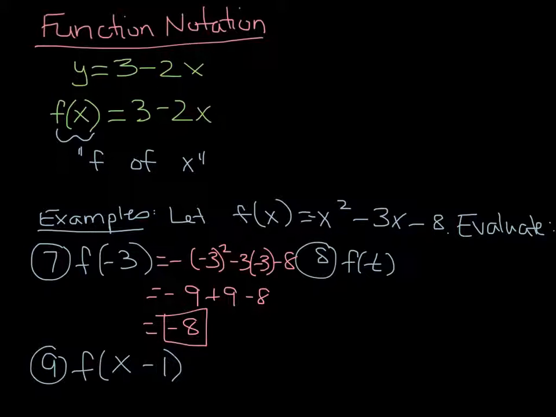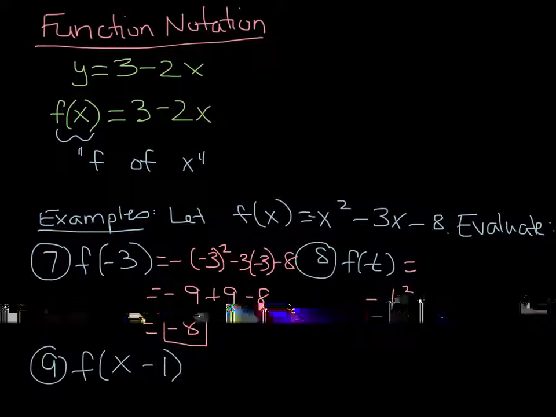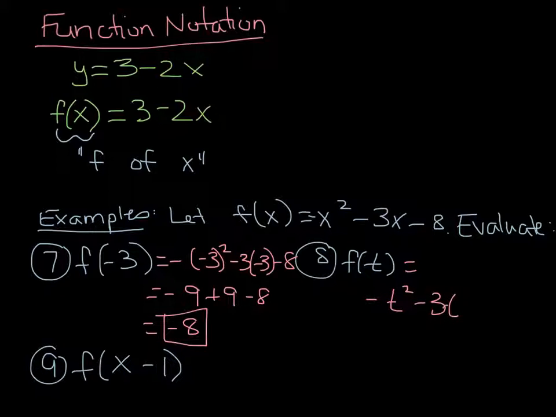For number 8 and 9, we also are going to do the same thing. These look harder because they have variables instead of numbers, but actually 8 is really easy. So all you're going to do is everywhere that you see an x in the original equation, you're going to replace it with a t. And that's our answer. So when I give you something like this on the test, I really hope everybody gets it right. That one should be very easy.